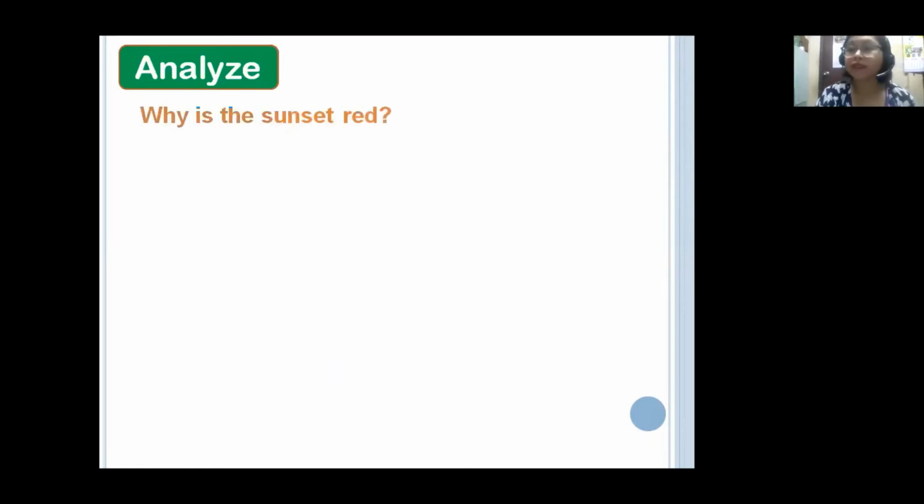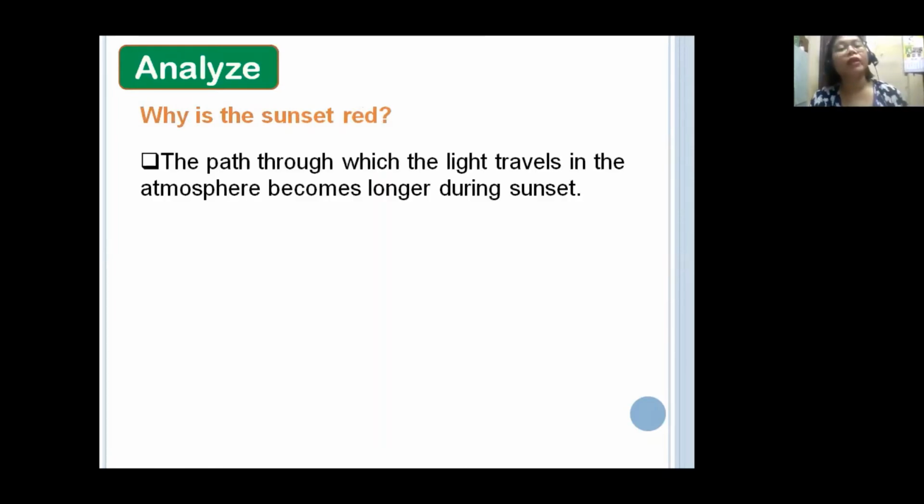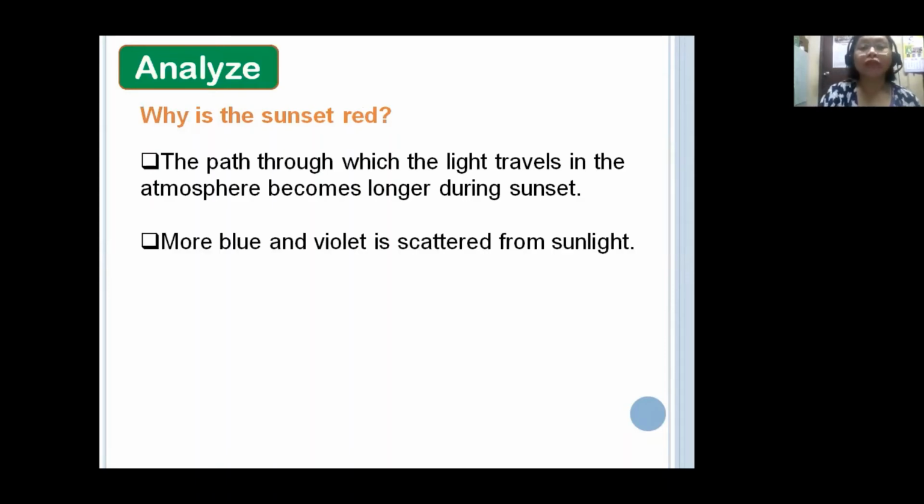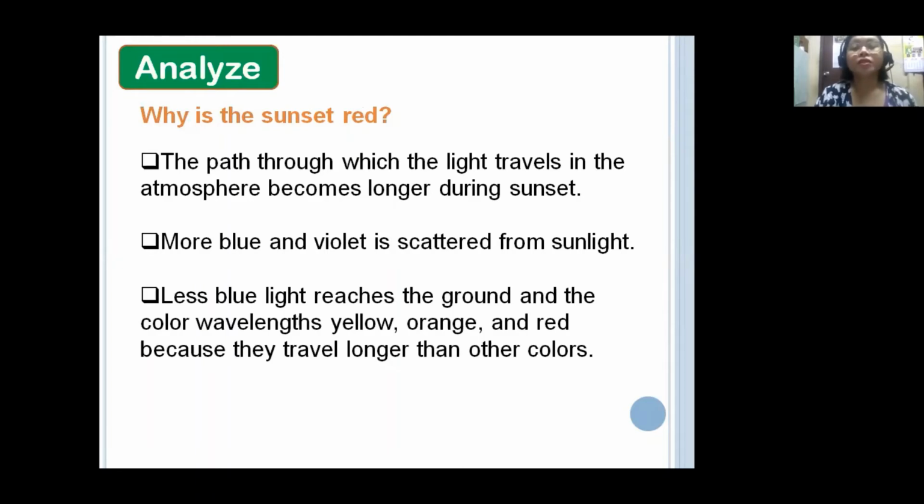Why is the sunset red? Okay, so if midday is blue, at sunset it's red. Here's the explanation. The path through which the light travels in the atmosphere becomes longer during the sunset. More blue and violet is scattered from sunlight, less blue light reaches the ground, and the color wavelengths of yellow, orange, and red remain because they travel longer than other colors. Okay?